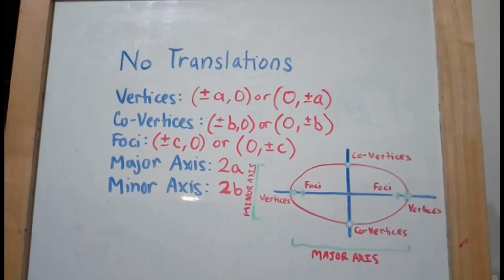Then an ellipse will always have a major and minor axis, where the major axis is equal to 2a and the minor axis is equal to 2b. The major axis, as you can see, is associated with the a value, which means the major axis will be the longest side.